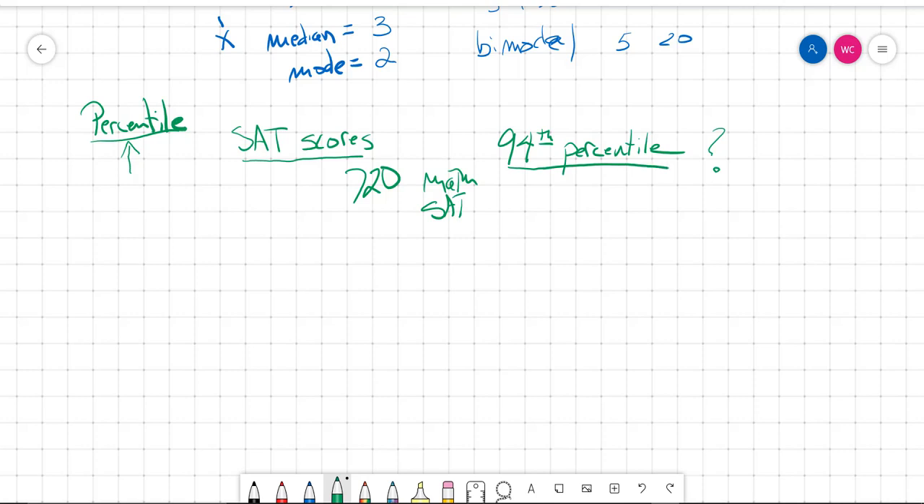It means that you did better, or your score was higher than 94% of all the test takers, and your score was worse than 6% of all the test takers. So that's what the 94th percentile means. So what does 80th percentile mean? That means that the score was better than 80% and worse than 20%.